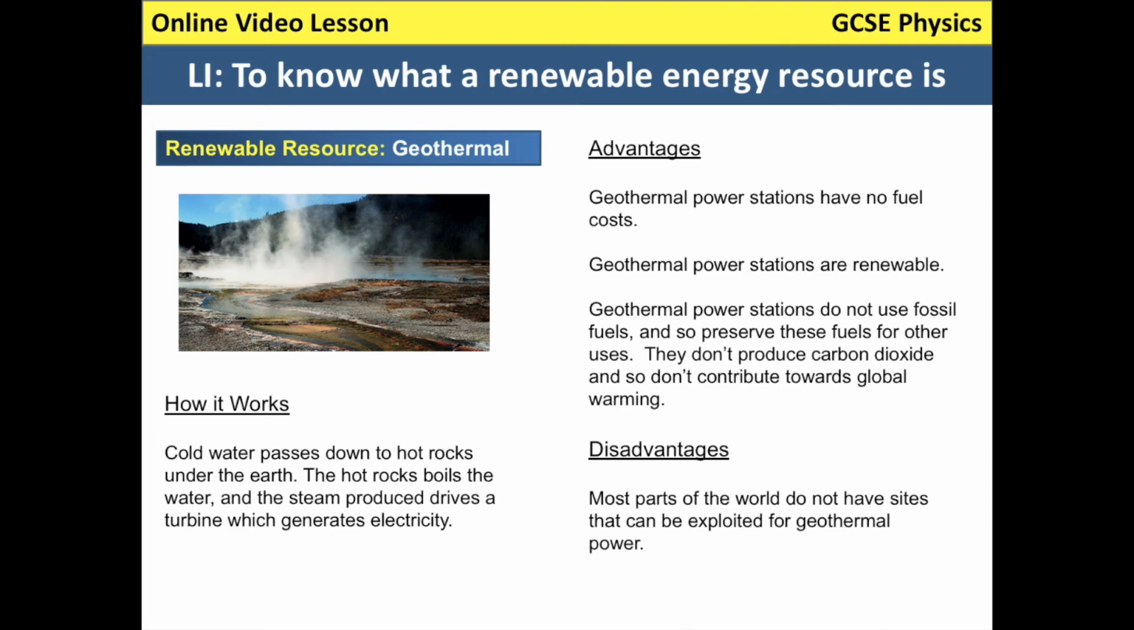Geothermal power stations do not use fossil fuels and so preserve these fuels for other uses, and because they don't produce carbon dioxide, they will not contribute towards global warming. Could also point out that they don't use sulfur dioxide either and so won't cause acid rain. The disadvantage of using geothermal is that most parts of the world do not have sites that can be exploited for geothermal power. It of course depends on where you've got the hot rocks underground that can be exploited.